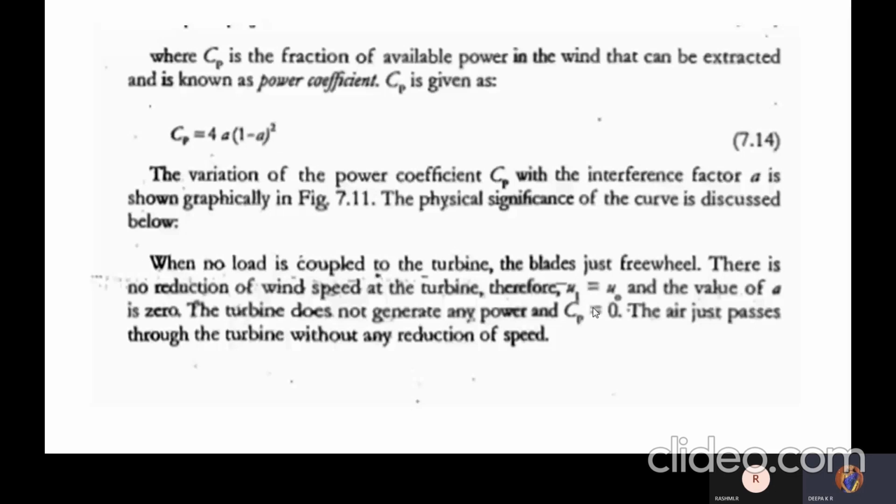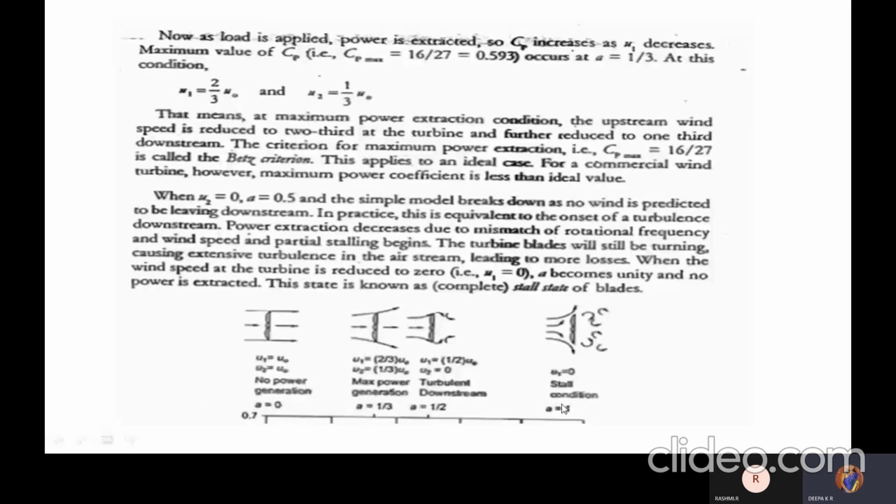This is a simplified version they have shown for the cases of no power generation, maximum power generation, turbine downstream, and the standstill condition. A plays an important role. If A is 0, there is no power generation and no movement in the system: U1 is equal to U naught, U2 is equal to U naught, no power. In the second case, the upstream is 2/3 of U naught, so the downstream is 1/3 of the upstream.